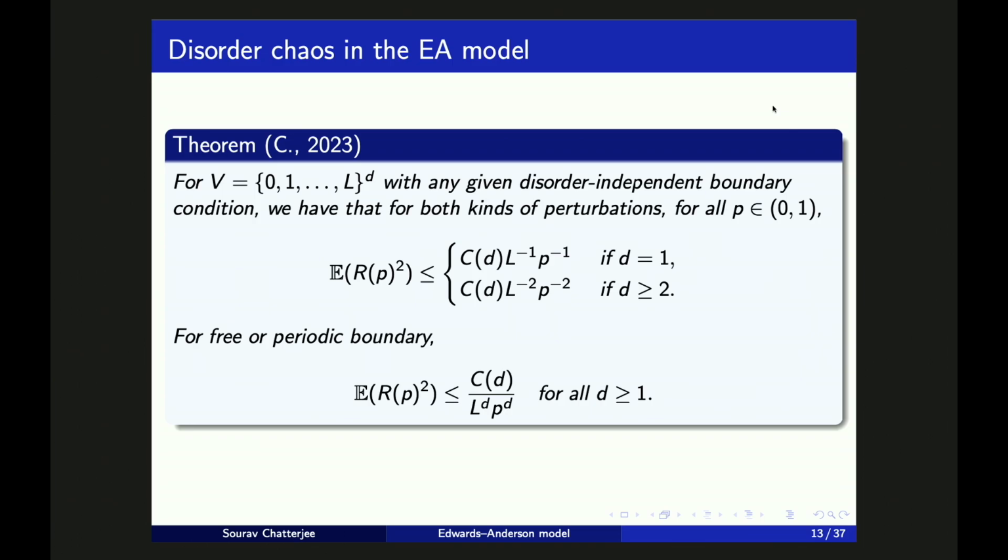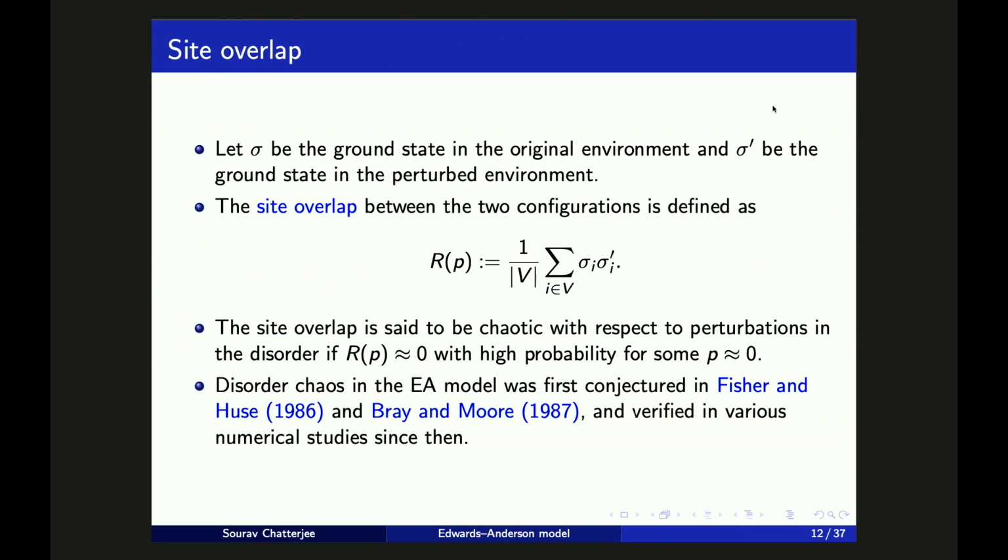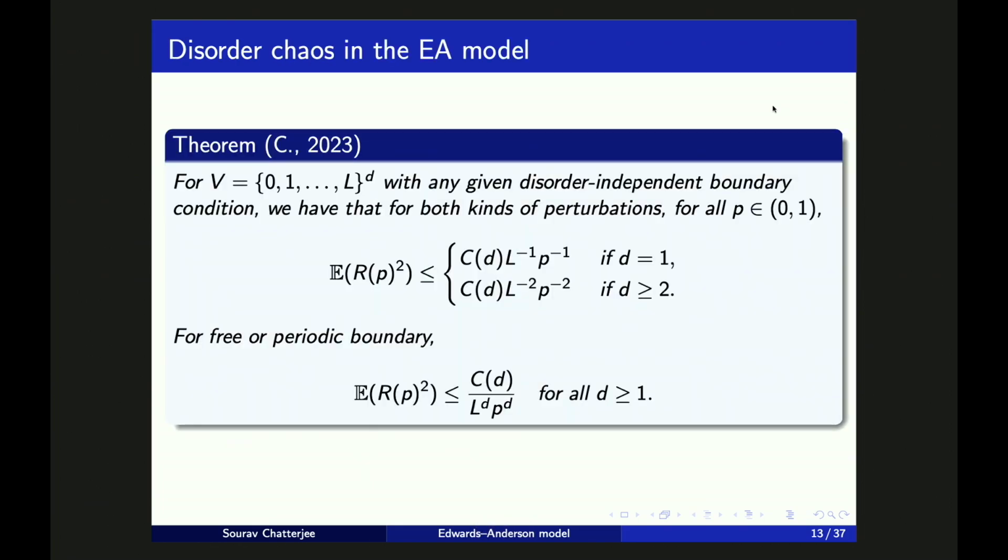Any questions about this? Sorry, I forgot. What is R of p? R of p is the overlap between two configurations. One is the ground state in the original environment, and sigma prime is the ground state in the perturbed environment, so a little perturbation with p. You consider the two ground states and the normalized inner product. And this normalized inner product is small with high probability whenever p is much bigger than 1 over L. So R of p is close to 0 with high probability if p is bigger than 1 over L.